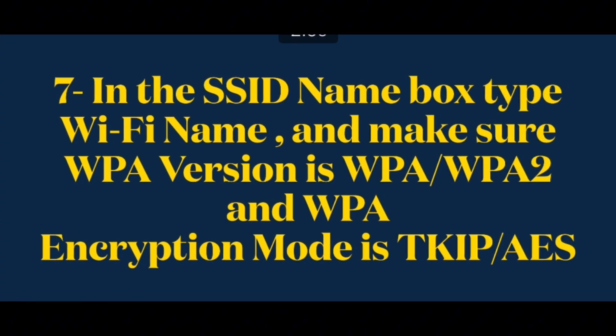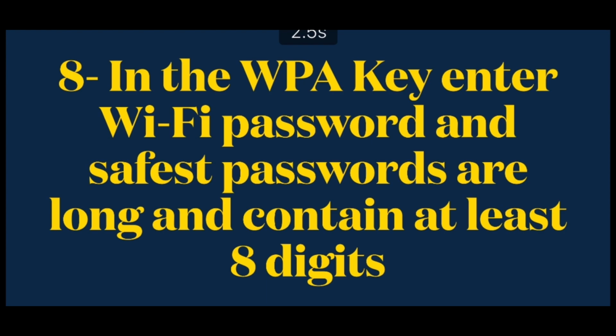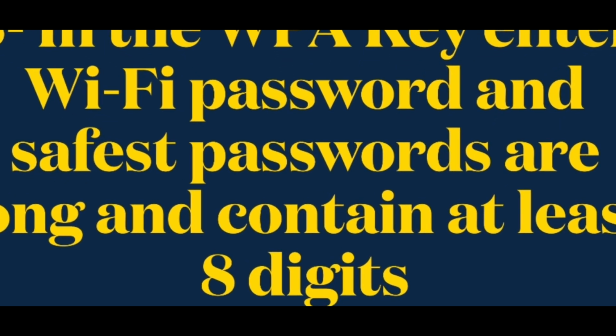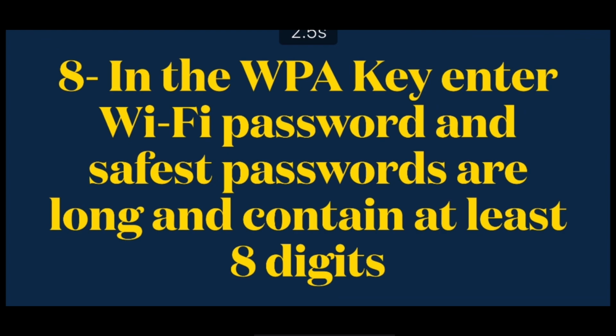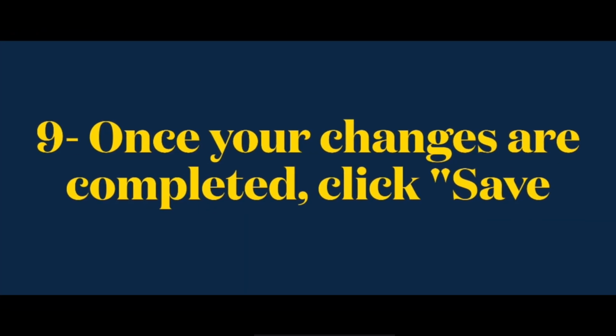7. In the SSID name box, type the Wi-Fi name, and make sure the WPA version is WPA, WPA2 and WPA. 8. In the WPA key, enter the Wi-Fi password. The safest passwords are long and contain at least 8 digits. 9. Once your changes are completed, click Save.